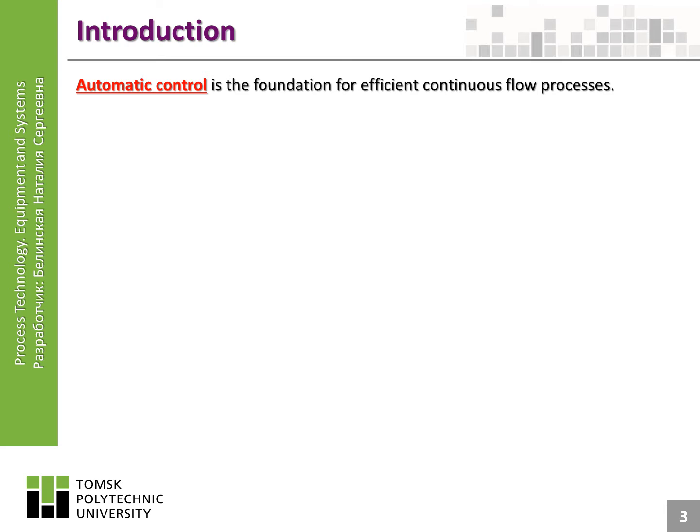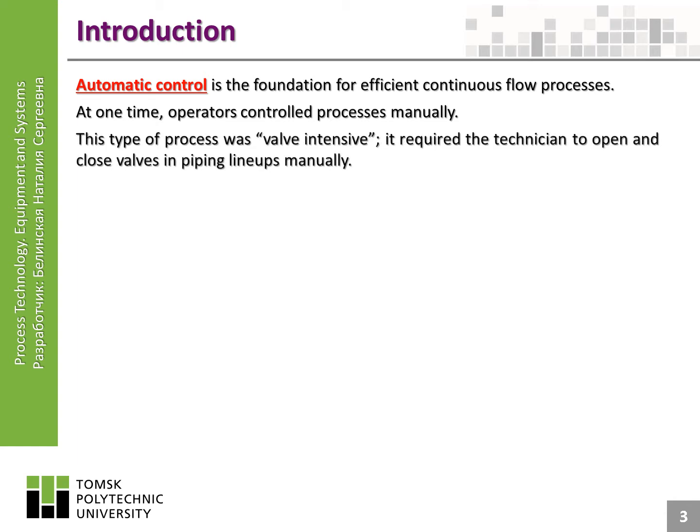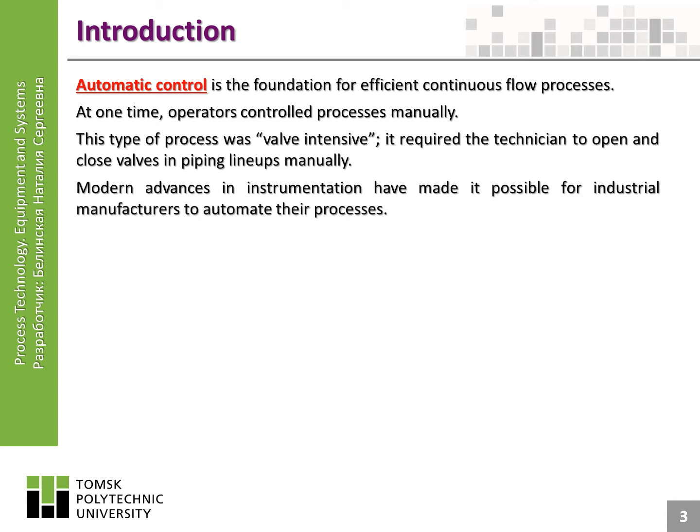Automatic control is the foundation for efficient continuous flow processes. At one time, operators controlled processes manually. This type of process was valve-intensive. It required the technician to open and close valves in piping lineups manually. Modern advances in instrumentation have made it possible for industrial manufacturers to automate their processes.